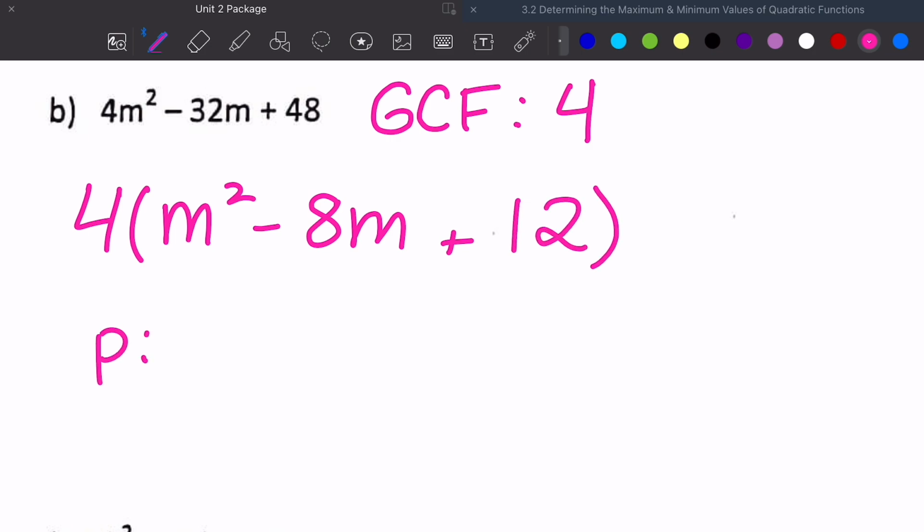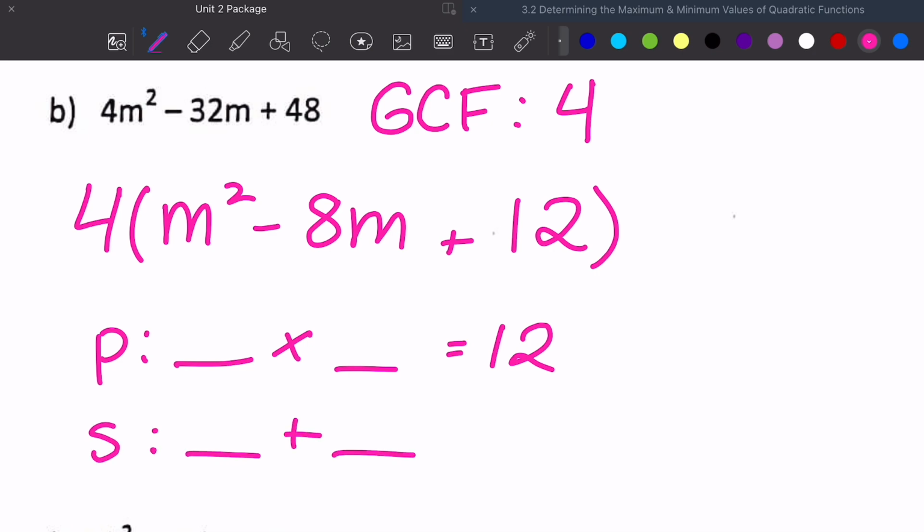Now I can just do my product for this stuff, right? My product is 12, and then my sum is 8. So now I have to think about all the different combinations that can make 12. So like 1 and 12. What else? 2 and 6. 3 and 4 can make 12.